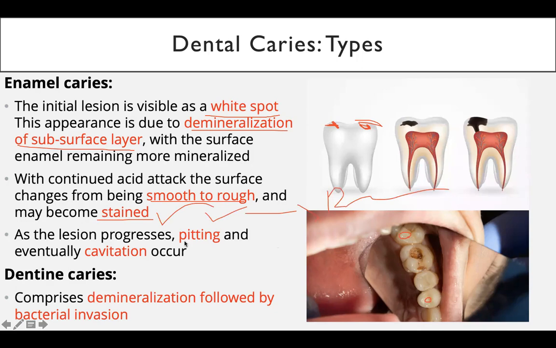As the lesion progresses, pitting and eventually cavitation will form, right? There will be multiple pits and cavitation will form like this. This is a dental cavity. You can see the cavity, and this is an interdental cavity or interdental pit fissure. You don't need to know that. So this is important: how enamel caries are formed.